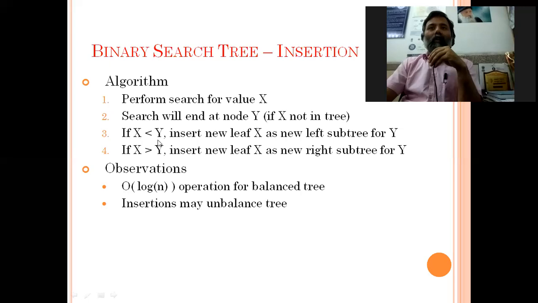If X is less than Y, then we will insert the new node as a leaf node in the left subtree of Y. So insert this X as a leaf node in the left subtree of Y. And if this X is greater than Y, then insert this X as a leaf node in the right subtree of Y. So it's a very simple algorithm.